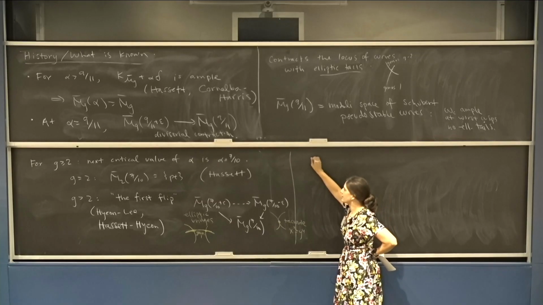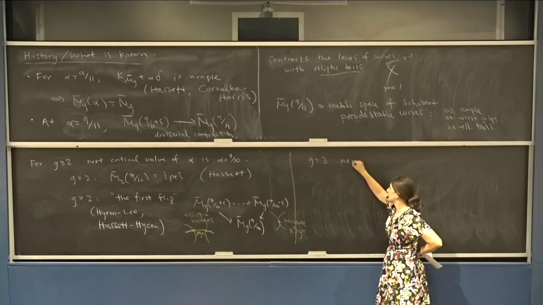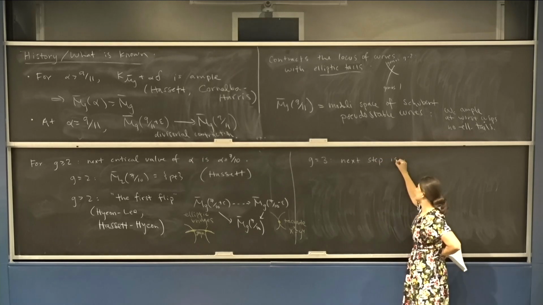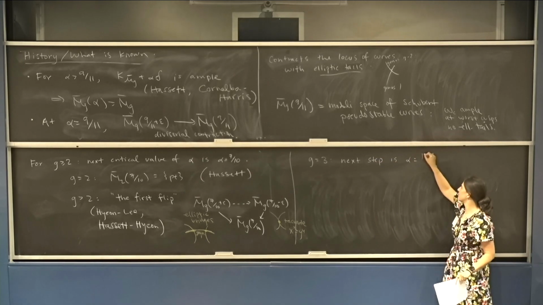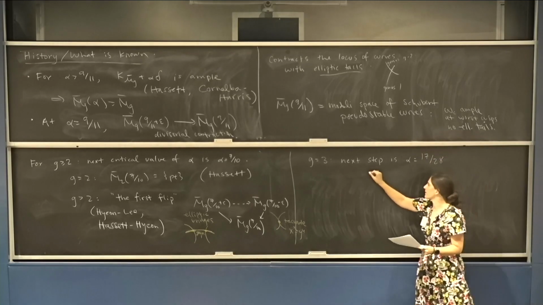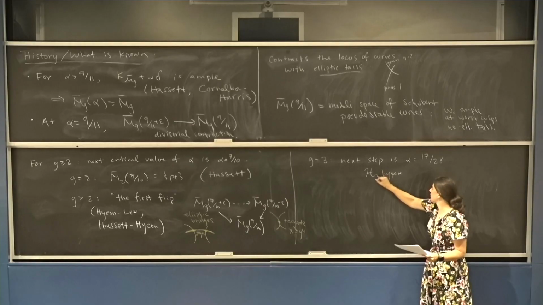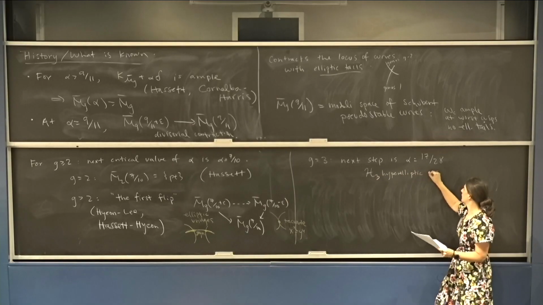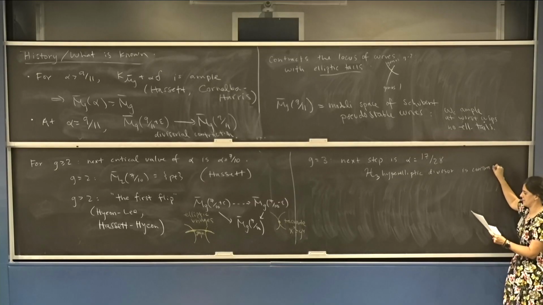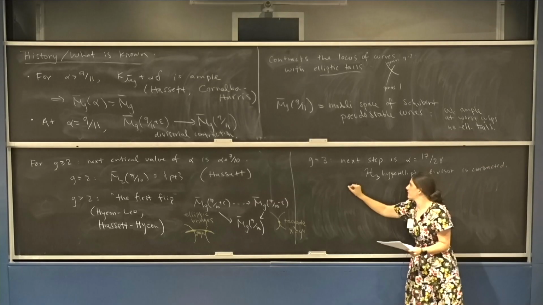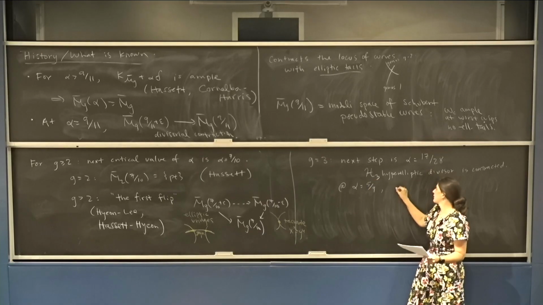And then, again, something happens when genus is 3. The next step is some random rational number, 17/28, where the hyperelliptic divisor, we'll call H3, is contracted, and then at alpha equals 5/9, you get a point.